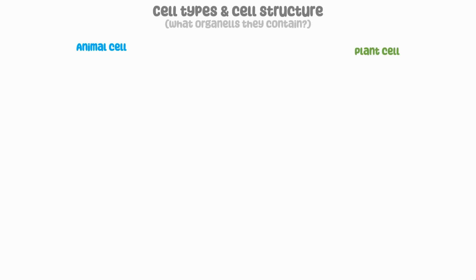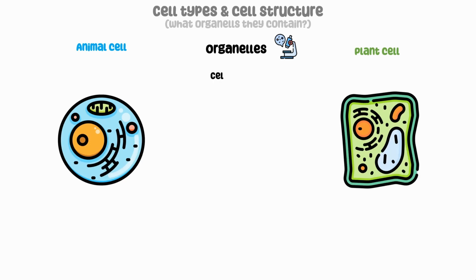Now, to really understand a cell, we need to peek inside and explore its different parts. These are called organelles, essentially tiny structures that keep the cell running smoothly. Firstly, both animal and plant cells are surrounded by a cell membrane. It acts like a gatekeeper, deciding what goes in and out of the cell. Picture it as the bouncer of the cell, allowing some chemicals to enter while keeping others out.